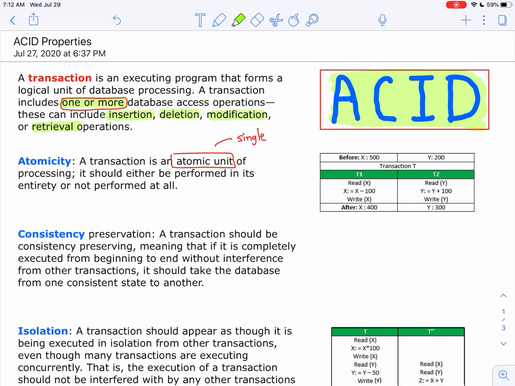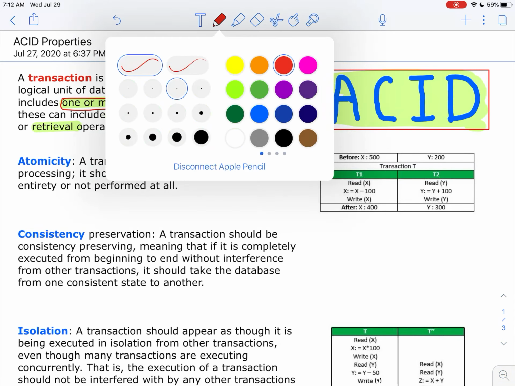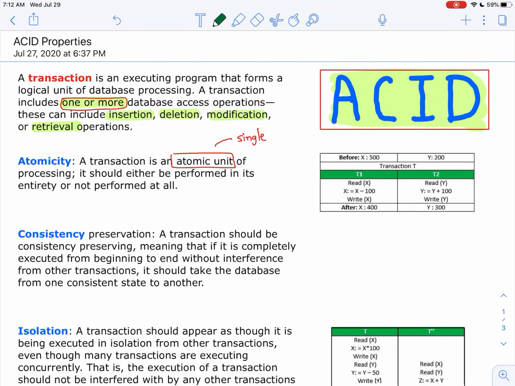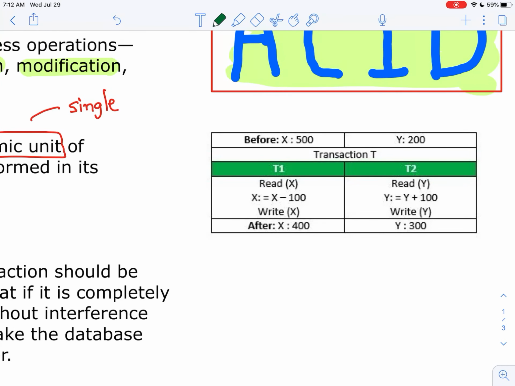So either a transaction has to be completely performed, or it won't be performed at all. Let's look at an example. Suppose, for example, you want to transfer some money to your friend via bKash. Suppose this is you and this is your friend. Before the transaction you had, let's say, 500 taka and your friend had 200 taka, and you want to transfer 100 taka to your friend. After the transaction you should have 400 taka and your friend should have 300 taka, right?